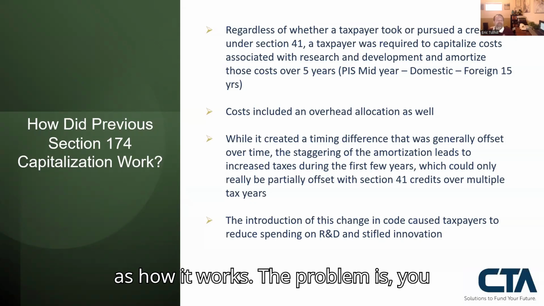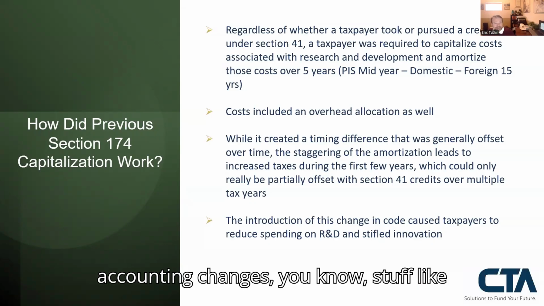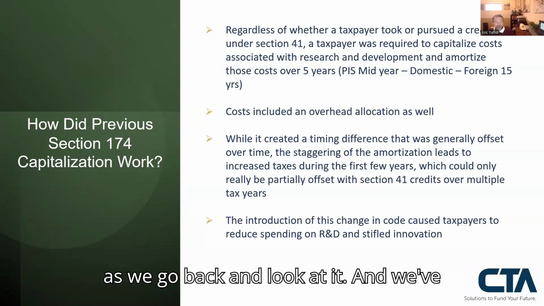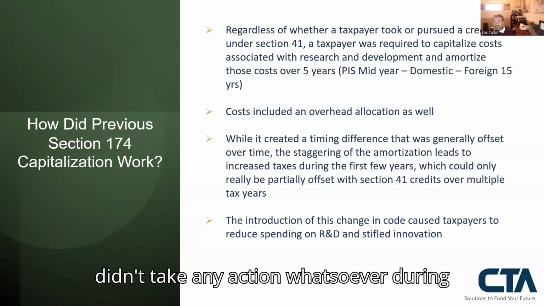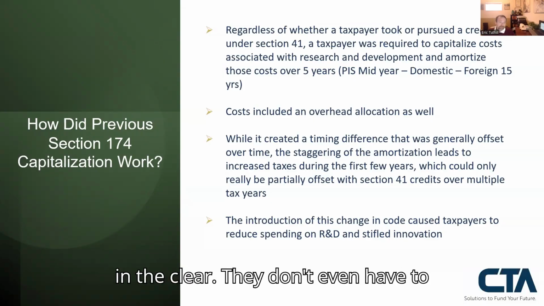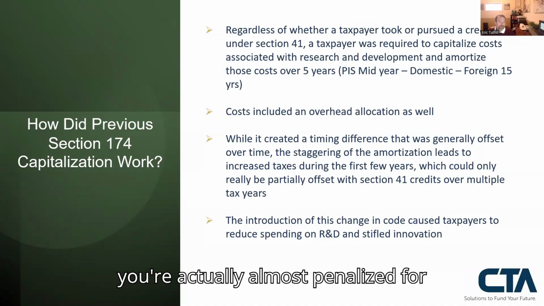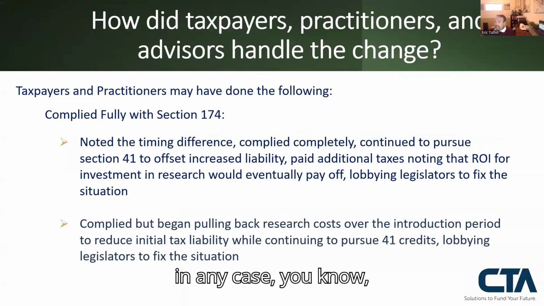The problem is you have to navigate the complexity of the law in terms of method changes, accounting changes, stuff like that. So they made it way more complicated for no reason. It turns out, as we go back and look at it, and we've talked to taxpayers that didn't take any action whatsoever during that time period, and they're completely in the clear. They don't even have to file a lot of these extra elections or anything like that. It's one of those cases where you're almost penalized for following the directives of the rules at the time, right?